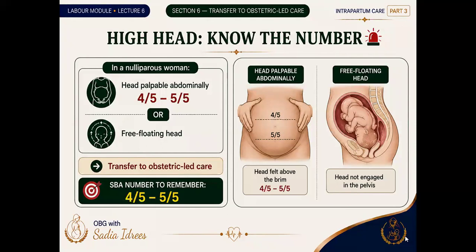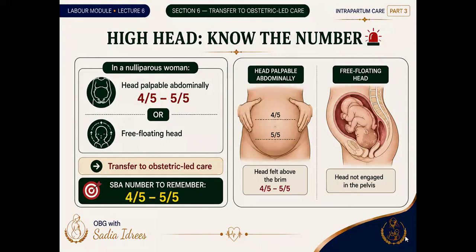It is concerned regarding the engagement, the presentation, the labor progress, and particularly around the membrane rupture, the possibility of cord collapse. So if the exam question says nulliparous woman in labor, cephalic presentation, 4 fifths palpable abdominally, that number should immediately get your attention.